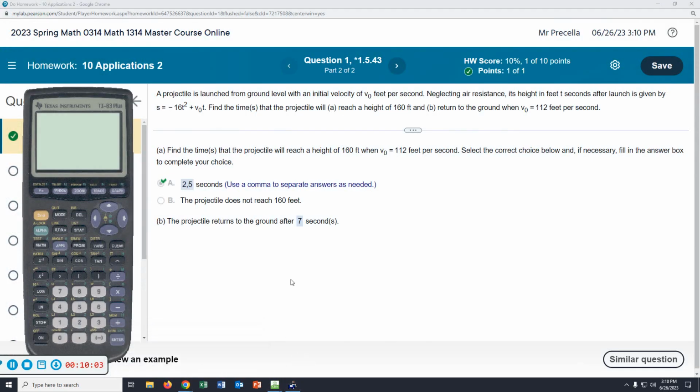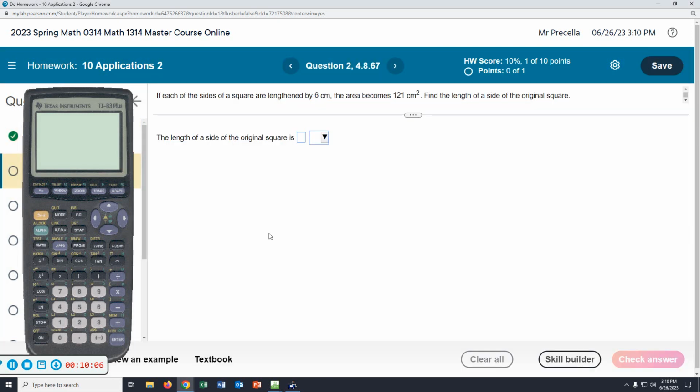Okay, let's move on to the next one. If each of the sides of a square are lengthened by 6 centimeters, the area becomes 121 square centimeters. Find the length of a side of the original square. So we want the length of the side of the original square.